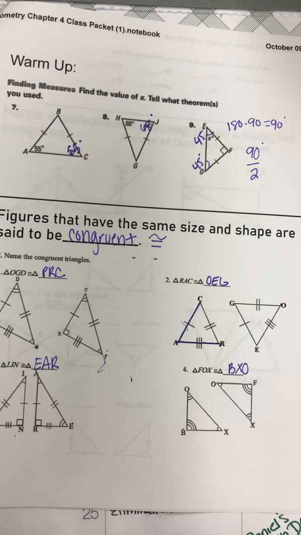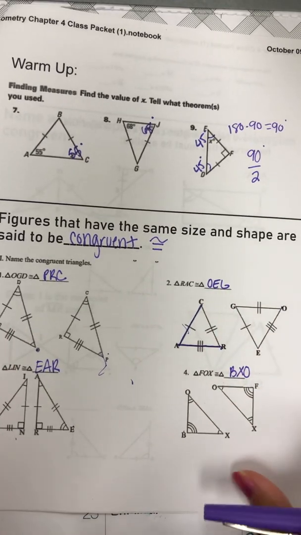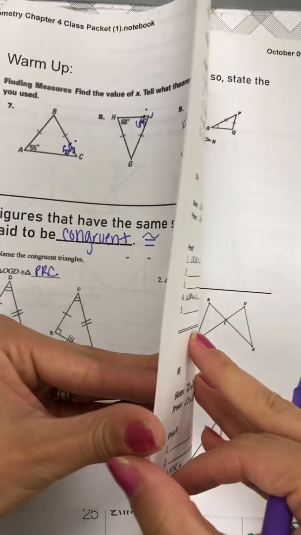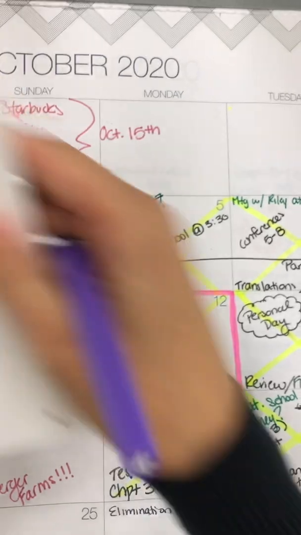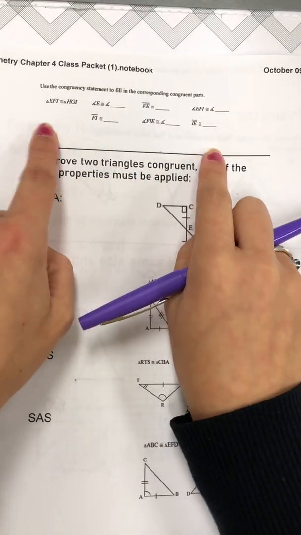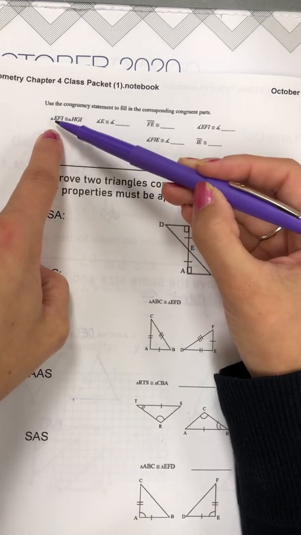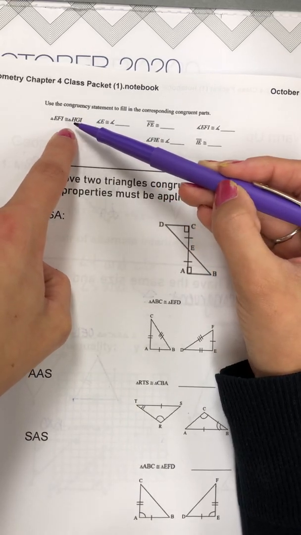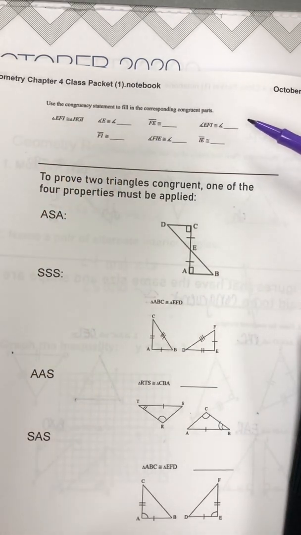Okay? Now on your test, which isn't for a while, there are going to be questions just like this where you're just matching it and making sure it goes in the same order. So that takes us to the very last thing we're going to do today, which is on page 6. At the top, they already give us a congruency statement. It says triangle EFI is congruent to triangle HGI. And we're just going to fill in the blanks, and again, it has to match up.